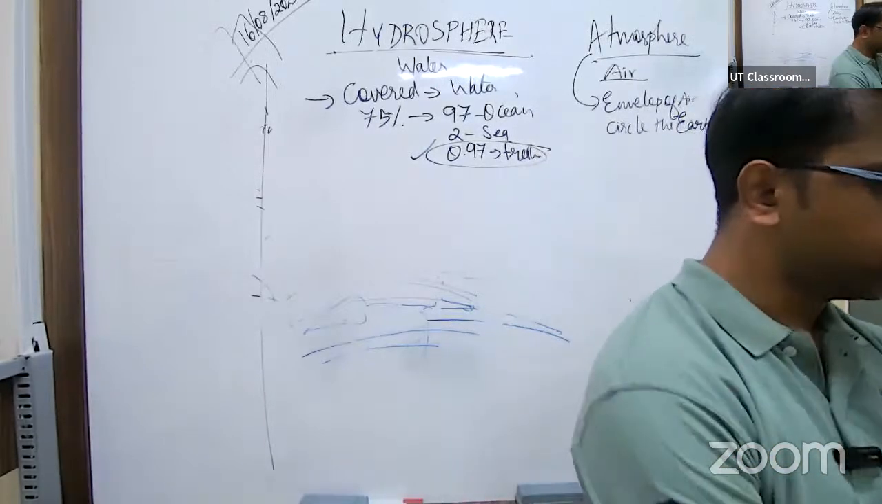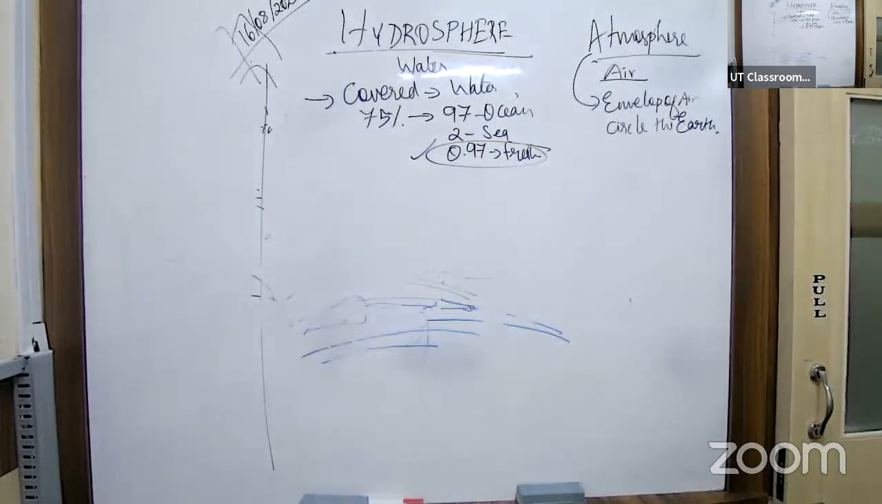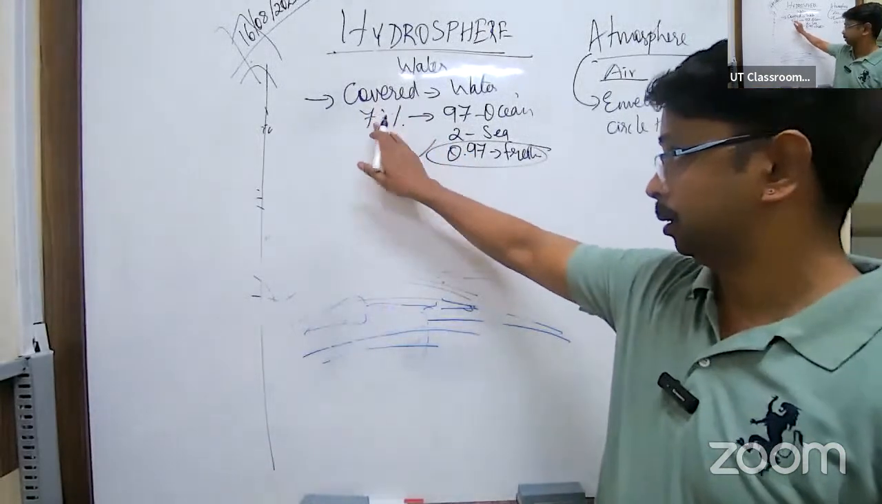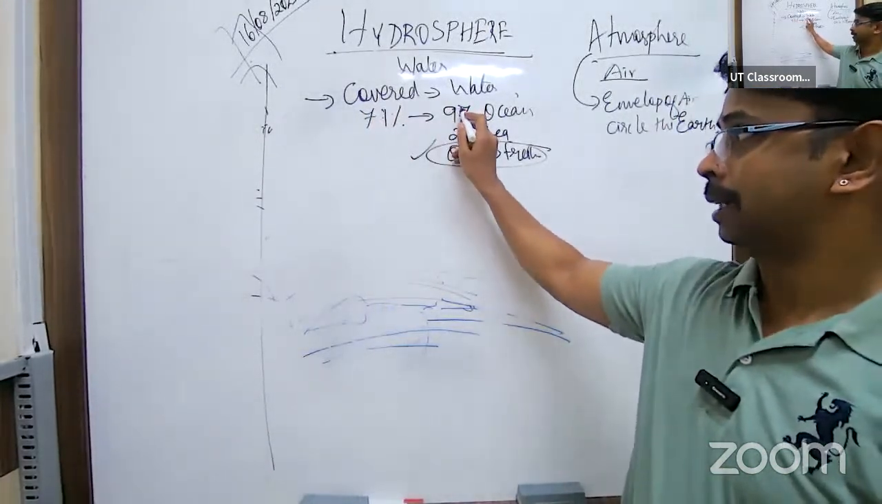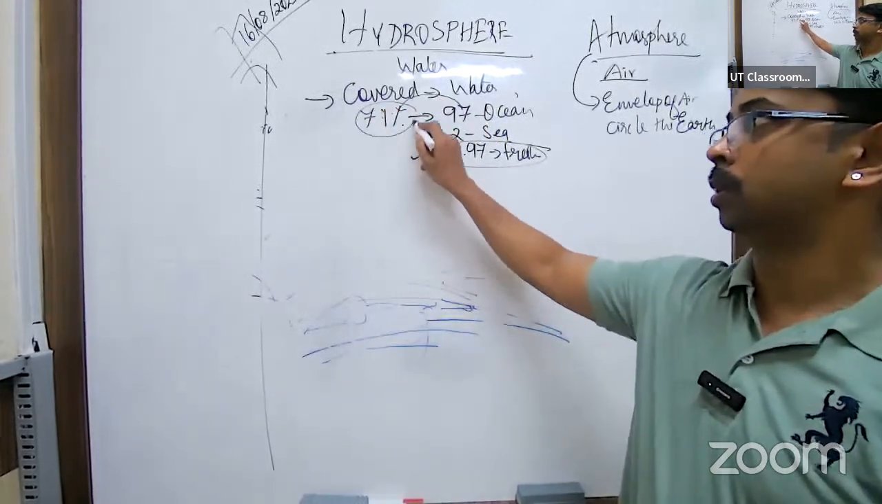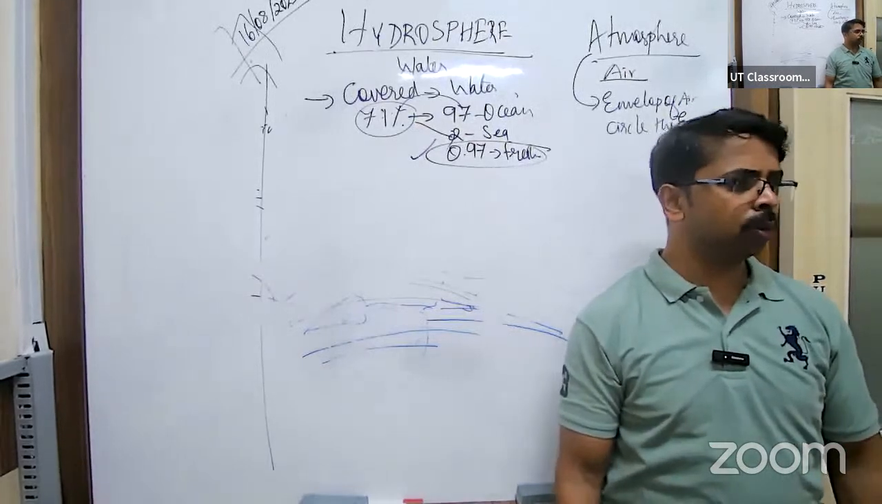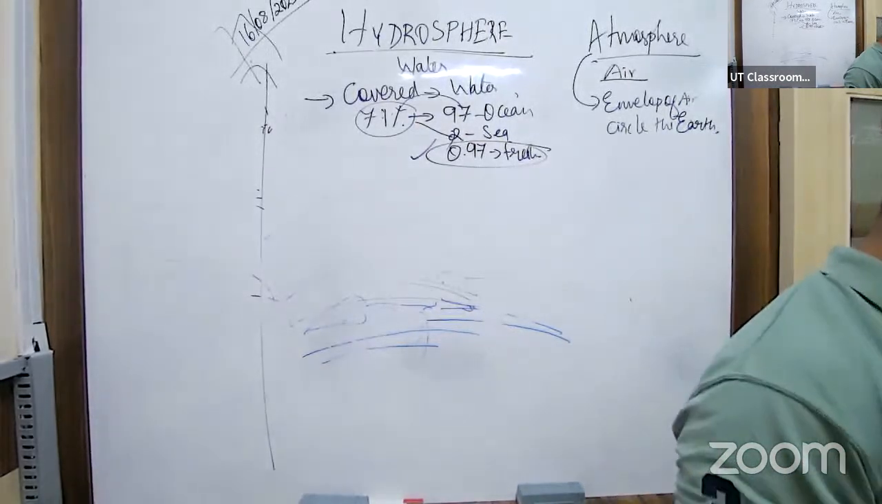Okay. Look at ocean water. Underline, 97% of the earth's water is in the ocean. But you have said 71%, then how is this 97%? Whatever I have written, 71% is the earth's surface, and 97% is of the total water. The rest is only this much.